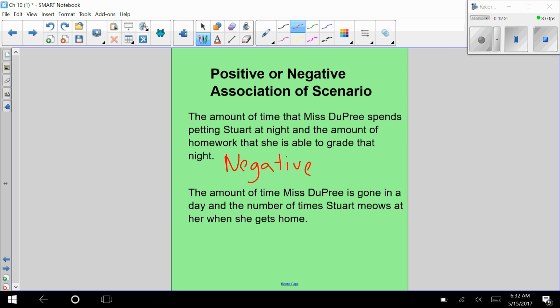Our other situation, the amount of time Ms. Dupree is gone in a day and the number of times Stuart meows at her when she gets home. The longer I'm gone, the more Stuart meows at me. So that is positive association.